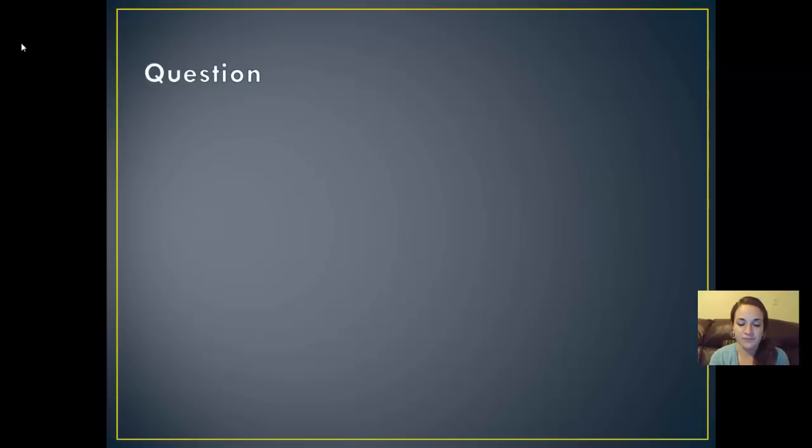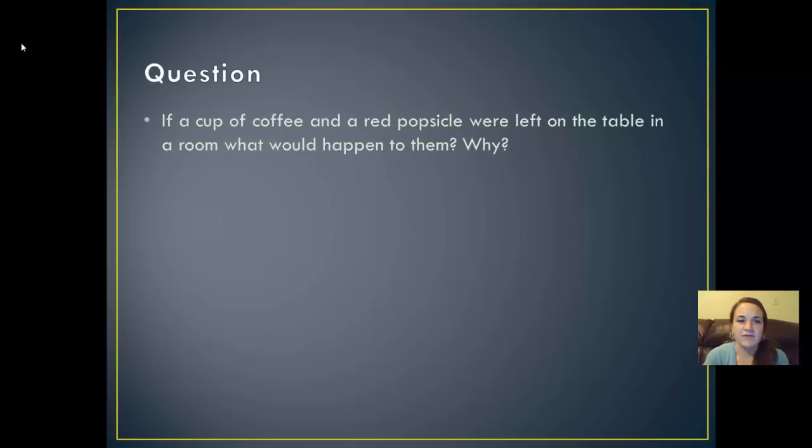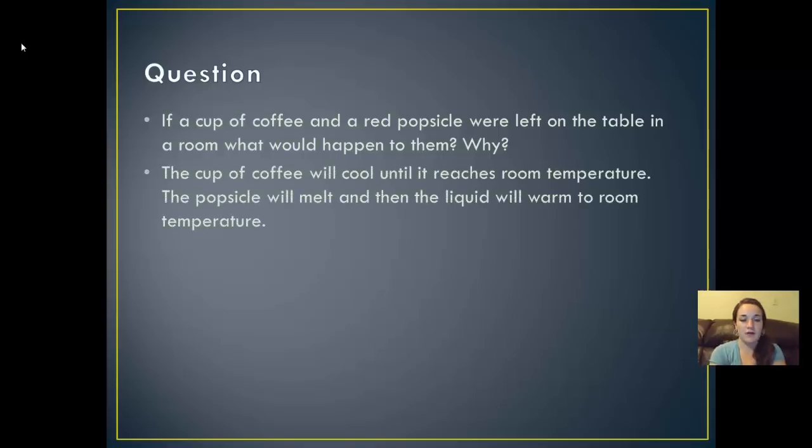Same thing. So going off of that, if a cup of coffee and a red popsicle were left on the table in a room, what would happen to them and why? Using what we just talked about, we know that the cup of coffee would cool until it reaches room temperature. It's basically emitting all of that heat to its surroundings. In turn, the popsicle would melt and then the liquid would warm to room temperature. So it's absorbing that heat. Anyone with little siblings would know that. If you leave it out, it's going to melt and make a sticky mess.